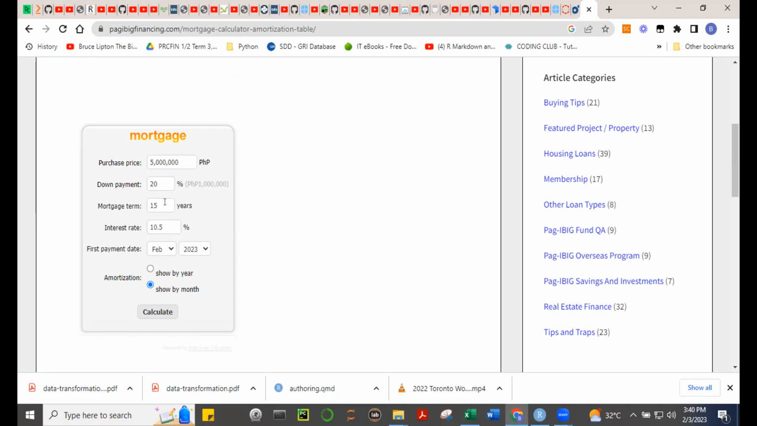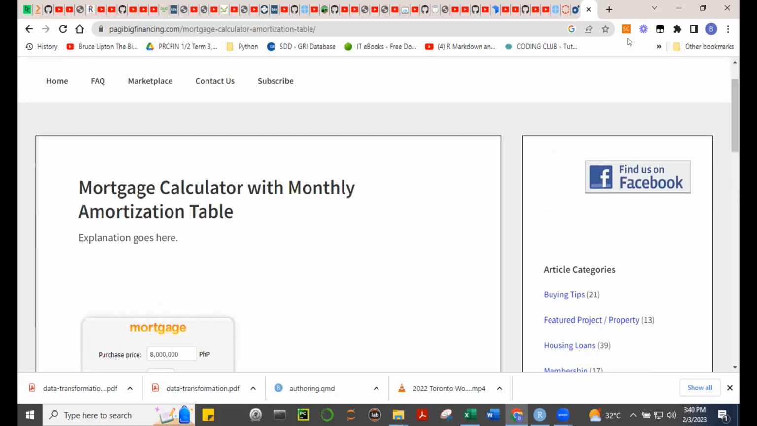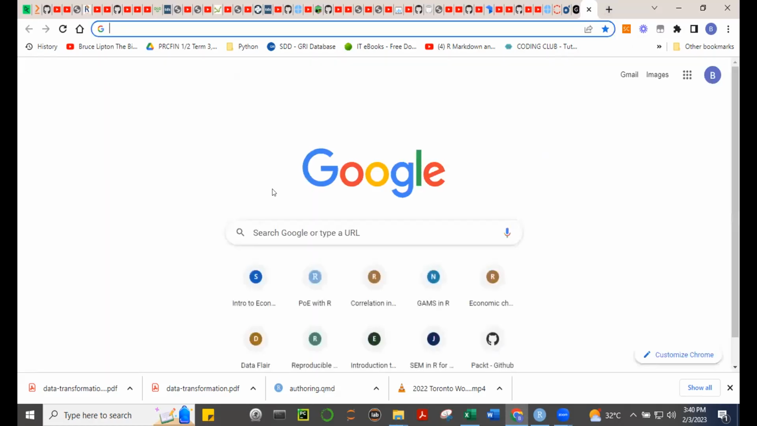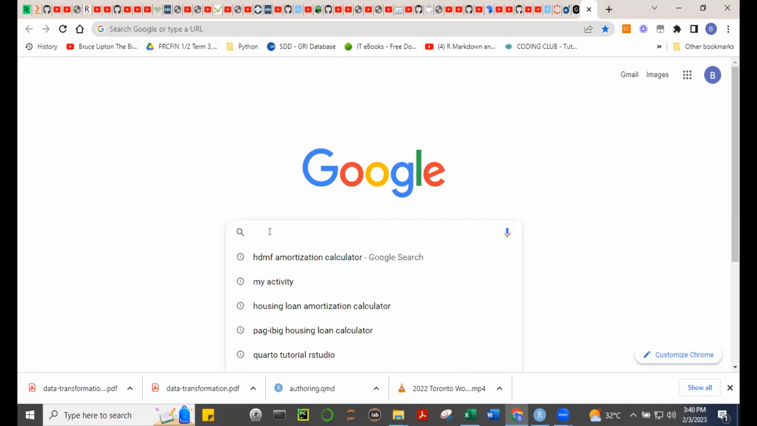You can use 5 years, 1 year, 2 years, 10 years, etc. So the interest rate is 10.5%. Okay, let me check if this changes. 10.5. Okay. The loanable amount is, I think, up to 8 million. Does not change. Let's see first what are the rates, because the rates are depending on the amount that you're going to borrow.